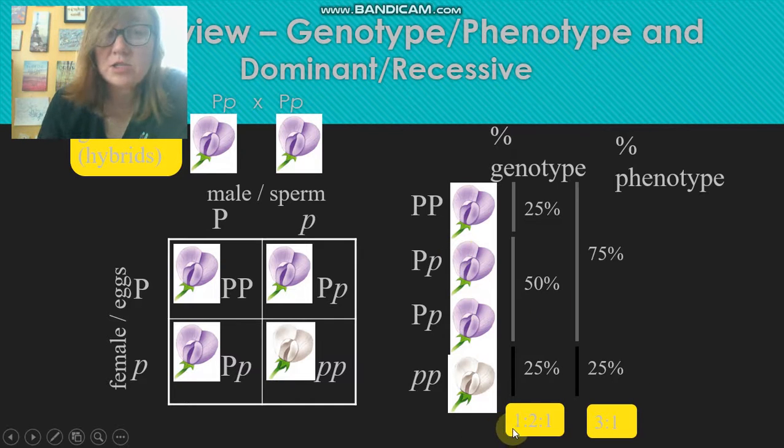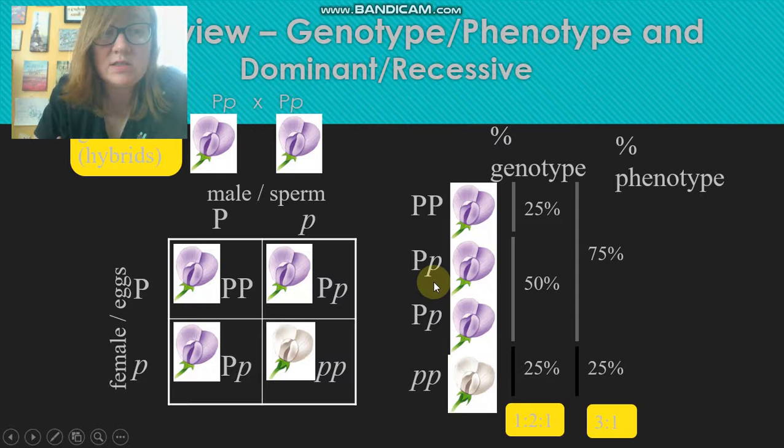At the bottom here are ratios. A lot of times they'll ask, what's the ratio? So it's 1 out of 4 to 2 out of 4 to 1 out of 4. 1 to 2 to 1 for the genotype. In the phenotype, we've got 3 purple to 1 white. That's all it is. Okay.